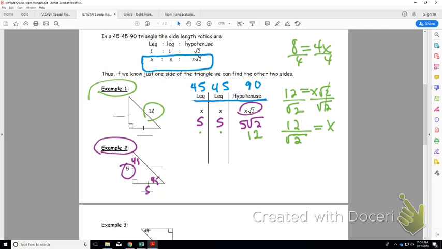Okay, now let's think about this. If you wanted to get rid of a square root, what operation would you perform on it?